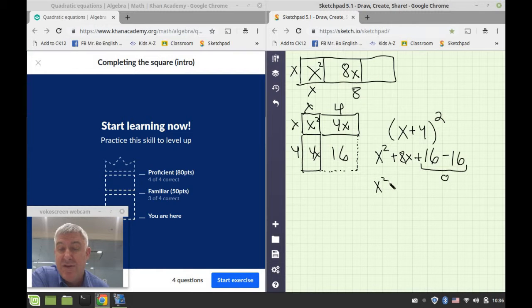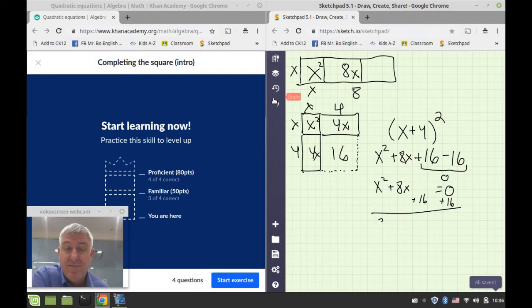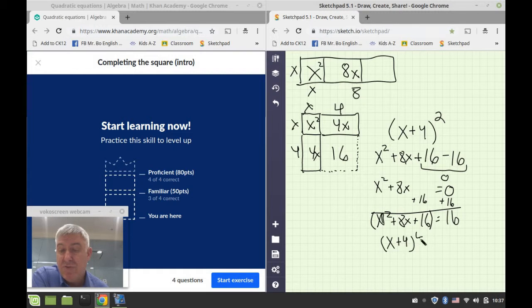Another way to do it is if we have an equation, let's say that's equal to 0, then we can add 16 on both sides. And then we get x squared plus 8x plus 16 equals 16, and then this part here becomes x plus 4 squared, and we know x plus 4 squared equals 16, and then that's not difficult to solve. We'll learn to do that in a video later.